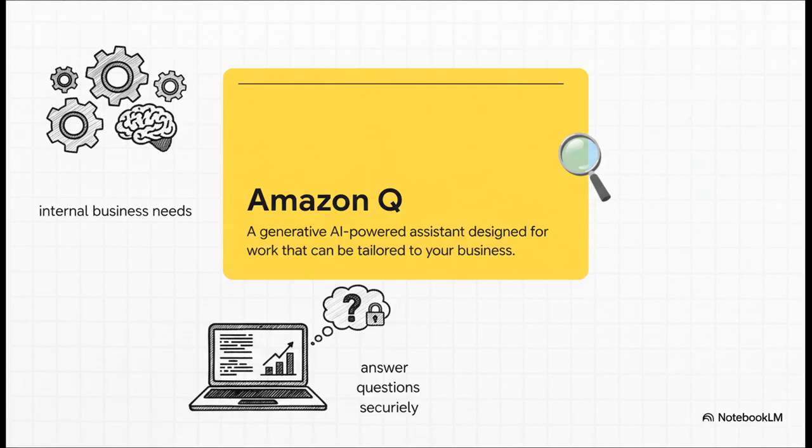And finally, there's Amazon Q. Now, this one's a little different. It's an AI-powered assistant that's designed specifically for work. You can tailor it to your business, your data, your documents, your code, so it can help your teams get insights and answers, all securely within your own environment.